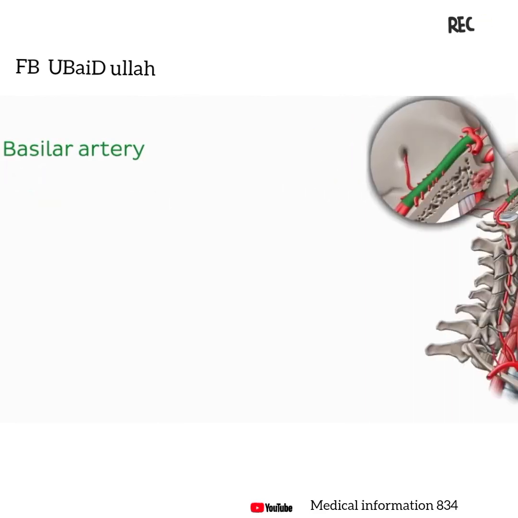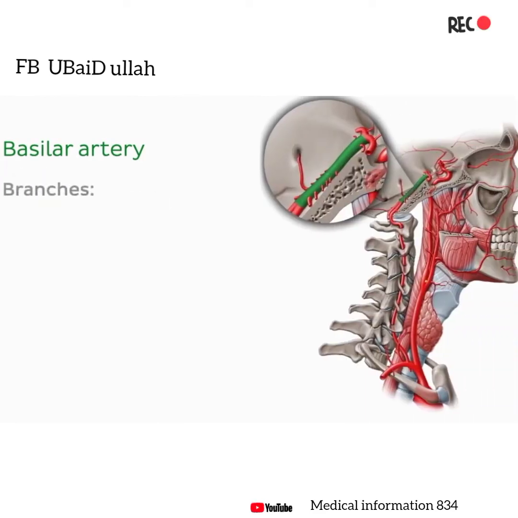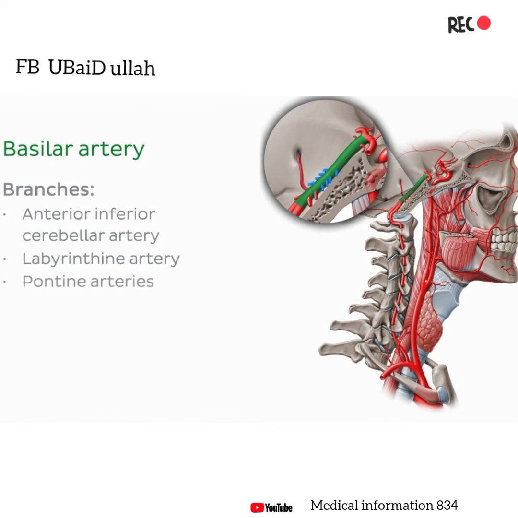It gives off several bilateral branches which include the anterior inferior cerebellar artery, sometimes the labyrinthine artery, which supplies the cochlear and vestibular apparatus, although this will often be seen as a branch of the anterior inferior cerebellar artery, the pontine arteries of the pons, the superior cerebellar artery, and finally, the posterior cerebral artery.